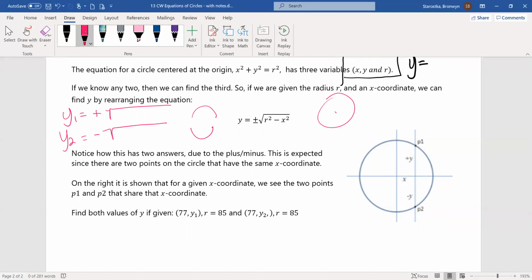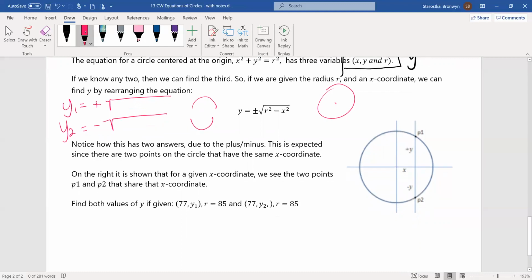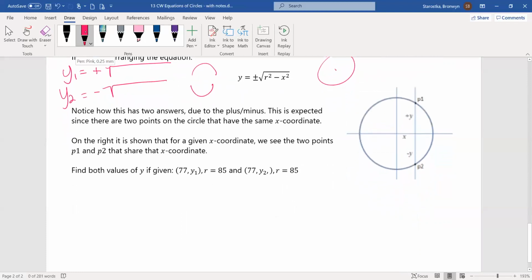So notice this has 2 answers due to the plus minus. This is expected because there are 2 points on the circle that have the same x coordinate. On the right is shown that for a given x coordinate, we see 2 points, point 1 and point 2, that share the x coordinate. So find both values of y if we know x is 77 and our radius is 85.